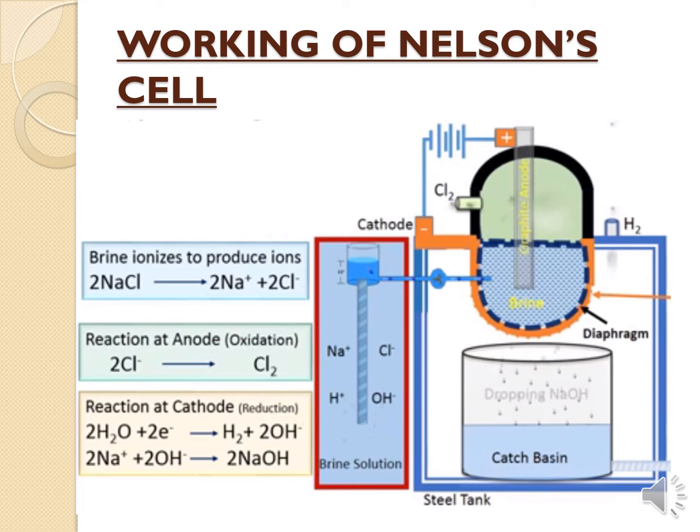From the water, only hydrogen ions will gain electrons and convert into hydrogen, and the hydroxyl ions will remain as they are. Now the sodium ions and hydroxyl ions are both in the diaphragm solution. These two ions will combine to form the third product, sodium hydroxide, which is collected in the basin. So in this way we got three products: chlorine at the anode, hydrogen gas at the cathode, and sodium hydroxide in the catch basin.